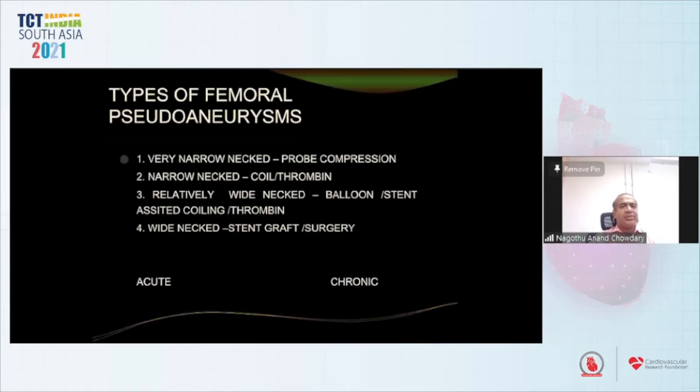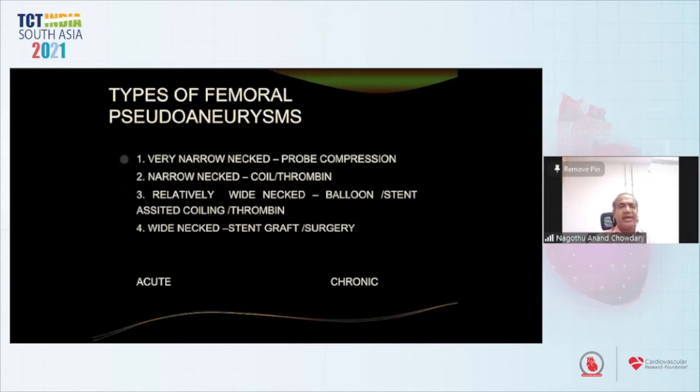What are the types of pseudoaneurysms? Depending on the size and diameter of the neck, they can be narrow necked or relatively wide necked. Narrow neck aneurysms can be easily tackled with ultrasound-guided probe compression, which will cause thrombosis of the neck and ultimately thrombus formation of the pseudoaneurysm itself. For a narrow neck aneurysm, percutaneous ultrasound-guided thrombin can be injected, or with an endovascular approach, coils can also be introduced into the pseudoaneurysm.